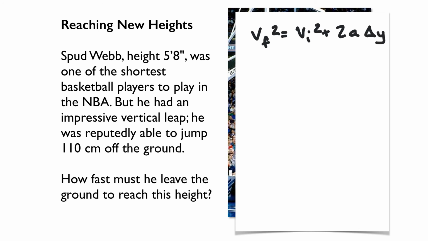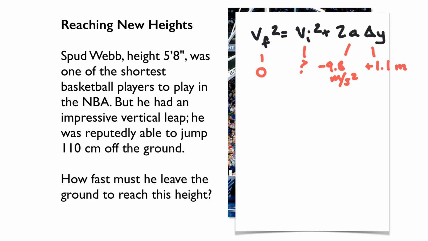Well, the initial velocity, I don't know. That's what I'm looking for. The final velocity is 0, we said. When he reaches his highest point, he's not moving. The change in y is positive 1.1 meters because he ends up at a higher position than when he started, so the change is positive. The acceleration, though, is negative. It's negative 9.8 meters per second squared, and that is just because it's the acceleration of free fall.